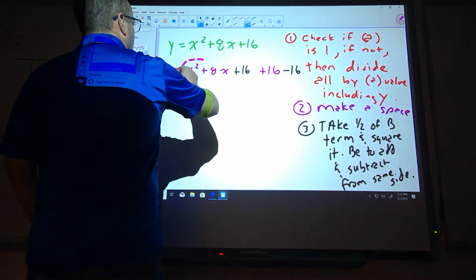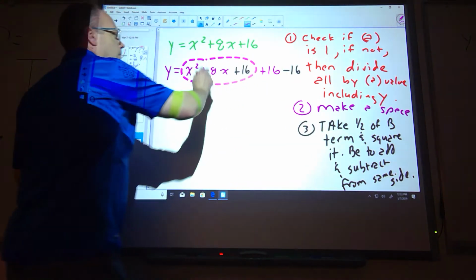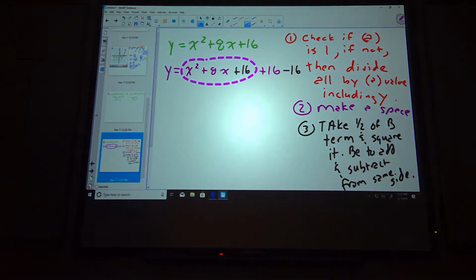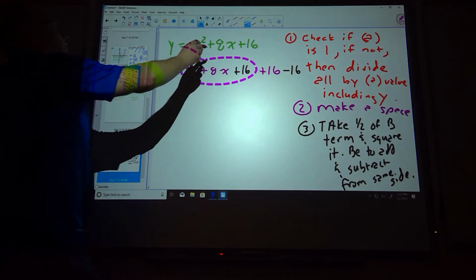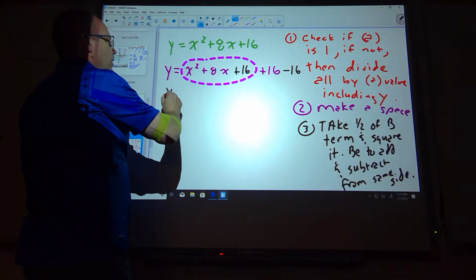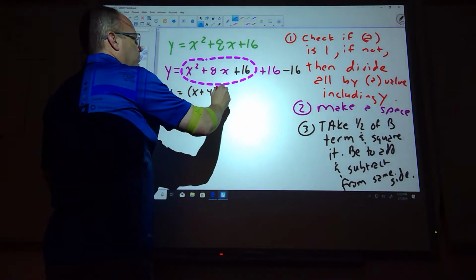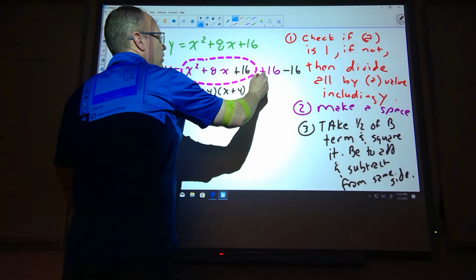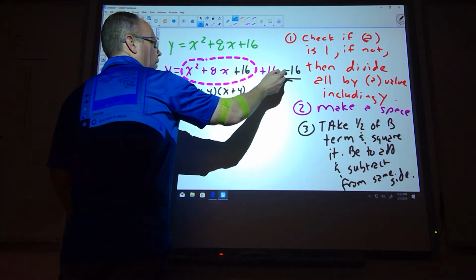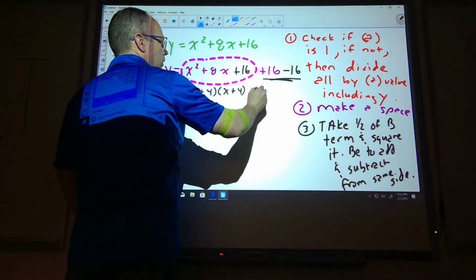So this part right here, if I factored that, what would I get? What two numbers multiplied together give me 16 and add together to give me 8? 4. So this right here technically is x plus 4 and x plus 4. I have to make sure I combine that together. What does that give me right there? 0. Oh, it worked out nicely.